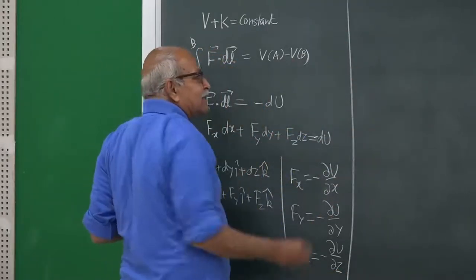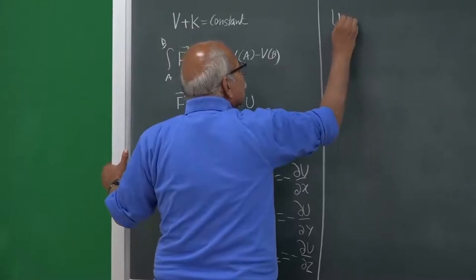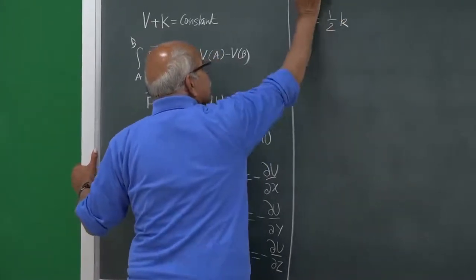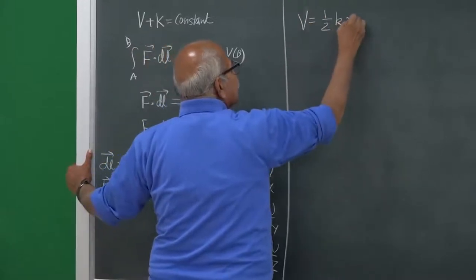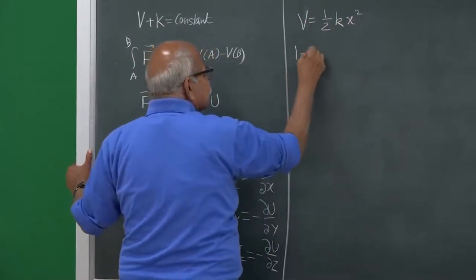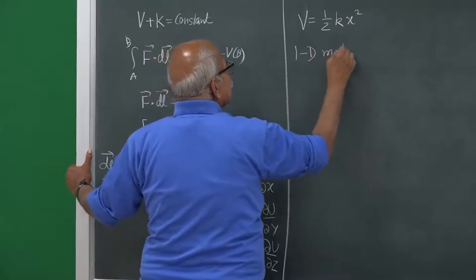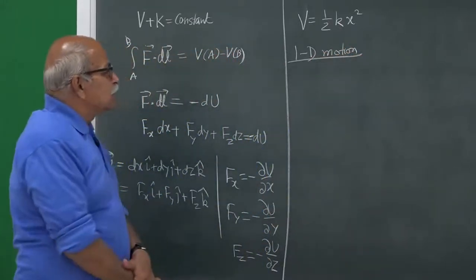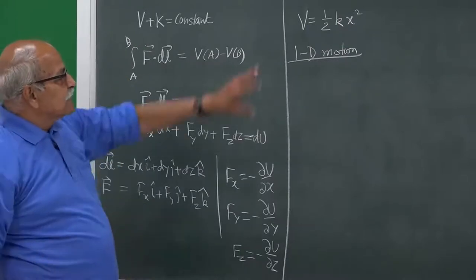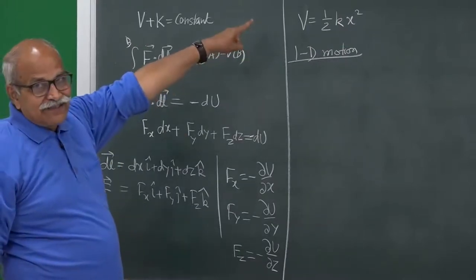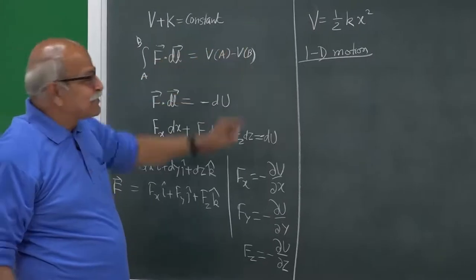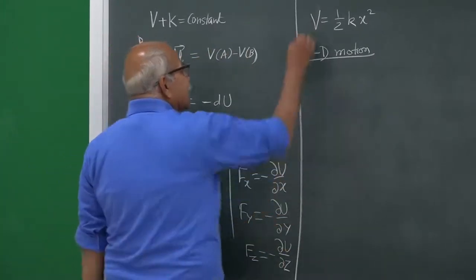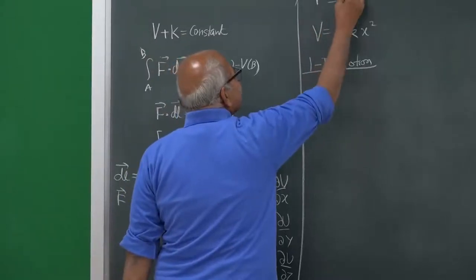You can take some more examples. Say V is equal to half kx square, one dimensional motion. Entire motion is on the x axis. And if this is the case, then you know when it occurs. It occurs in simple harmonic oscillations. Just in the previous lecture, we talked about that. F is equal to minus kx.